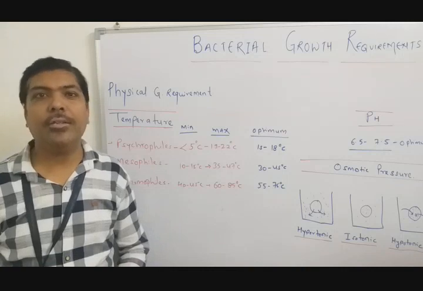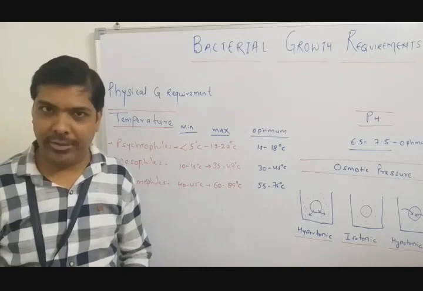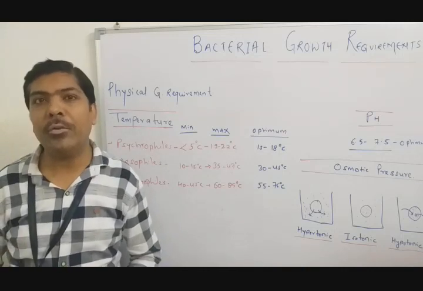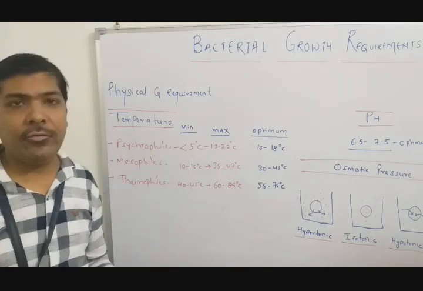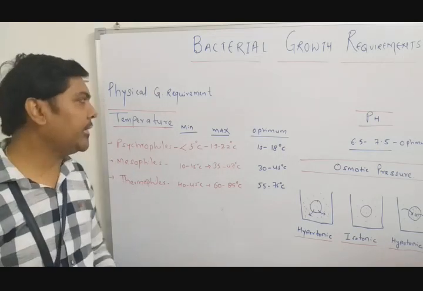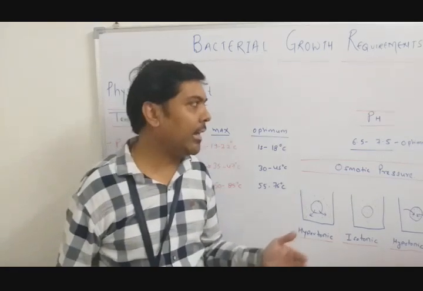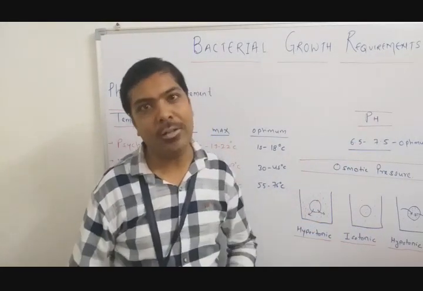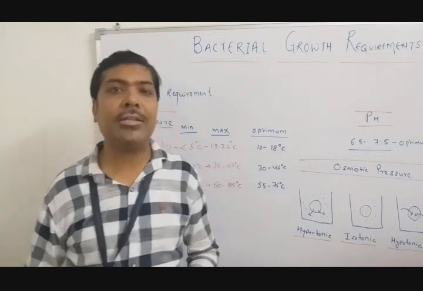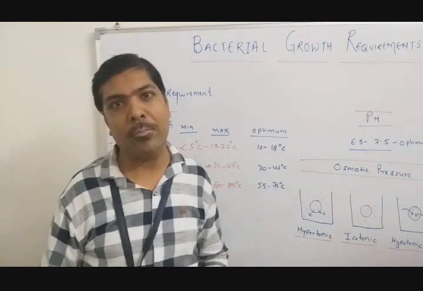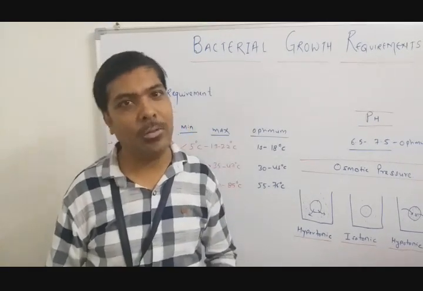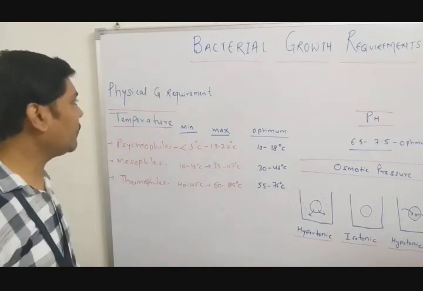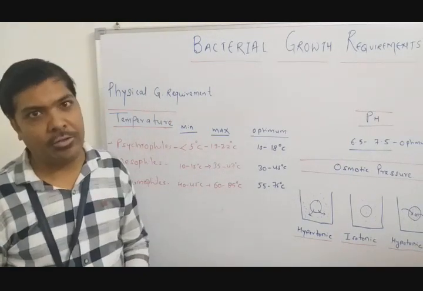Let us discuss the physical growth requirements of a bacteria. The physical growth requirements of bacteria are basically divided into three categories. One is the requirement of temperature, second is the requirement of pH, and third is the requirement of osmotic pressure. So one by one, we'll discuss all the three physical requirements which are necessary for the growth of the bacteria. Now coming to the first requirement, that is the temperature requirement.